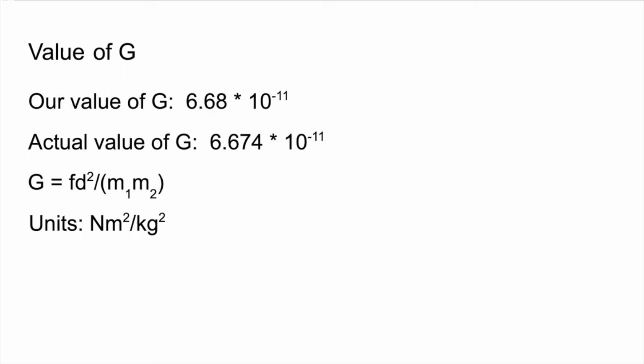The reason why our value of G was a little bit off is because the values were rounded to one decimal place. So from now on, we're going to be using 6.674 times 10 to the negative 11th for all problems involving capital G. And now the units for capital G, well, you can get that from the formula for it. So capital G is equal to F, which is newtons, times D squared, which is meter squared, over the product of the two masses, which is kg squared. So the units are Nm squared over kg squared.